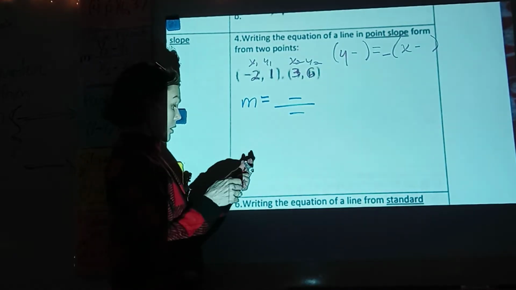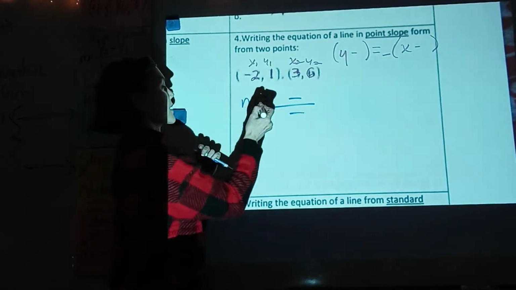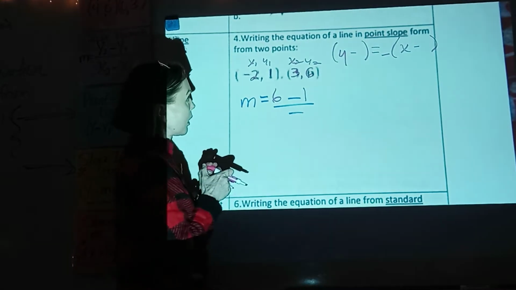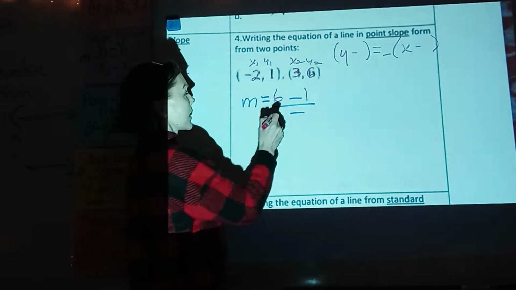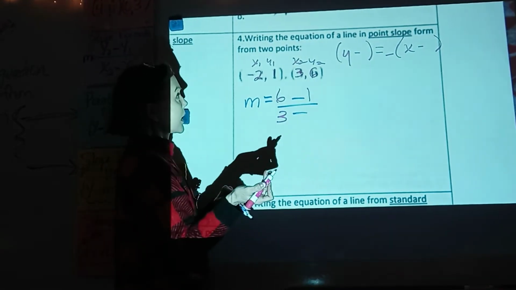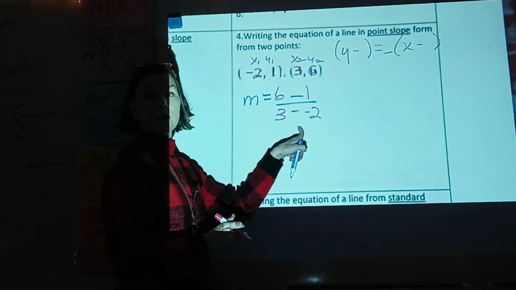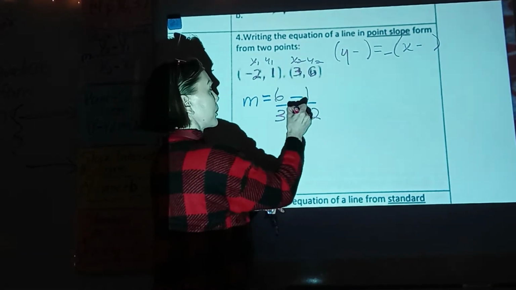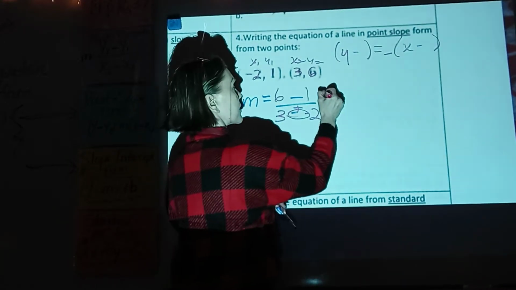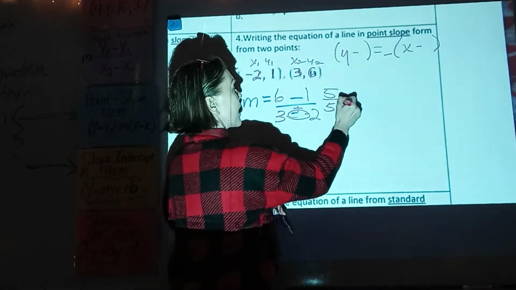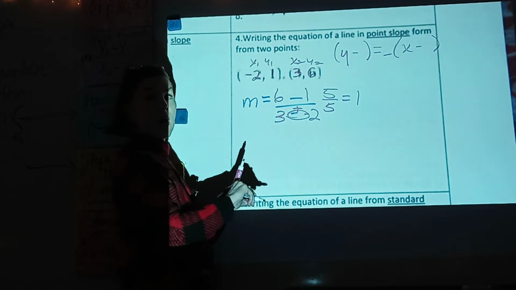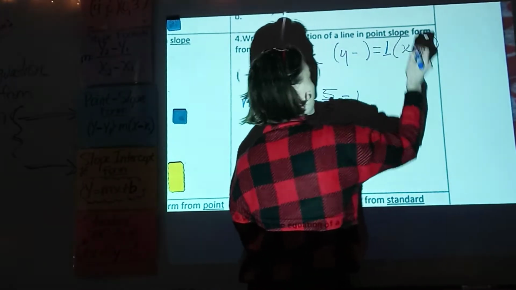Okay? So our y sub 2 is 6, our y sub 1 is 1, our x sub 2 is 3, and our x sub 1 is a -2. So we have a double negative in the denominator, so we have to circle and put the plus. So 6 minus 1 is 5, and 3 plus 2 is 5. And so our slope simplifies to what? +1. There we go, put the 1.